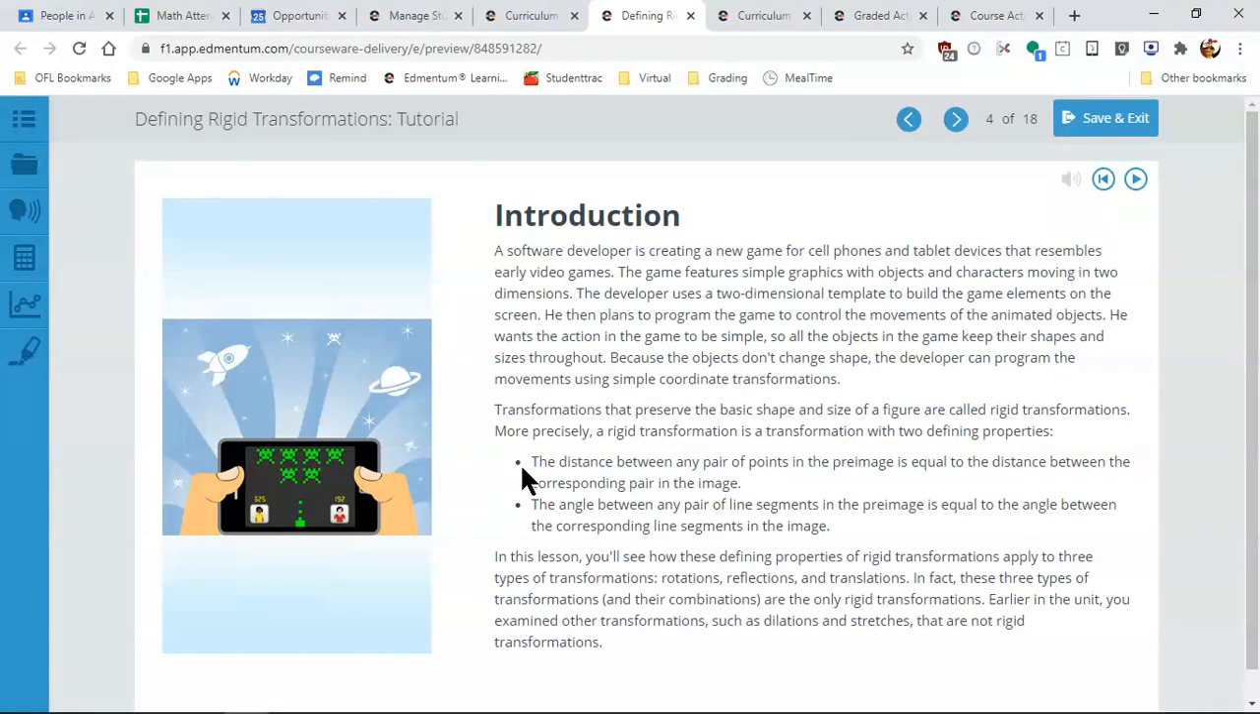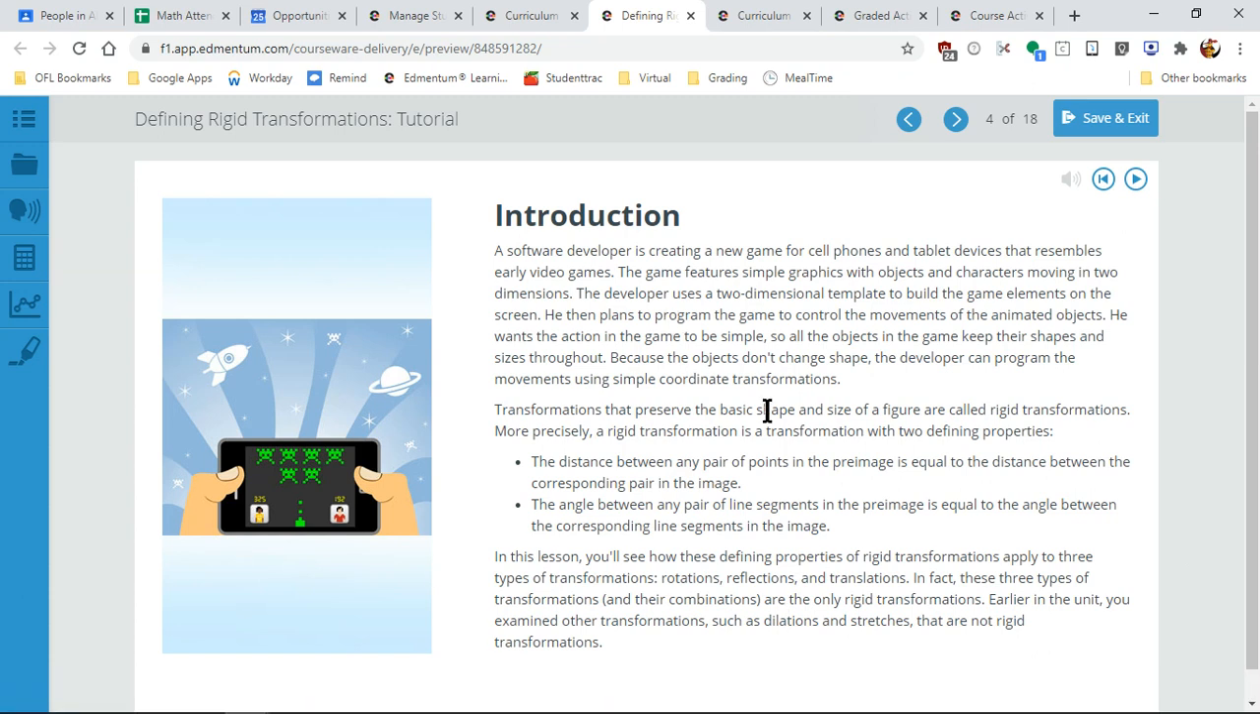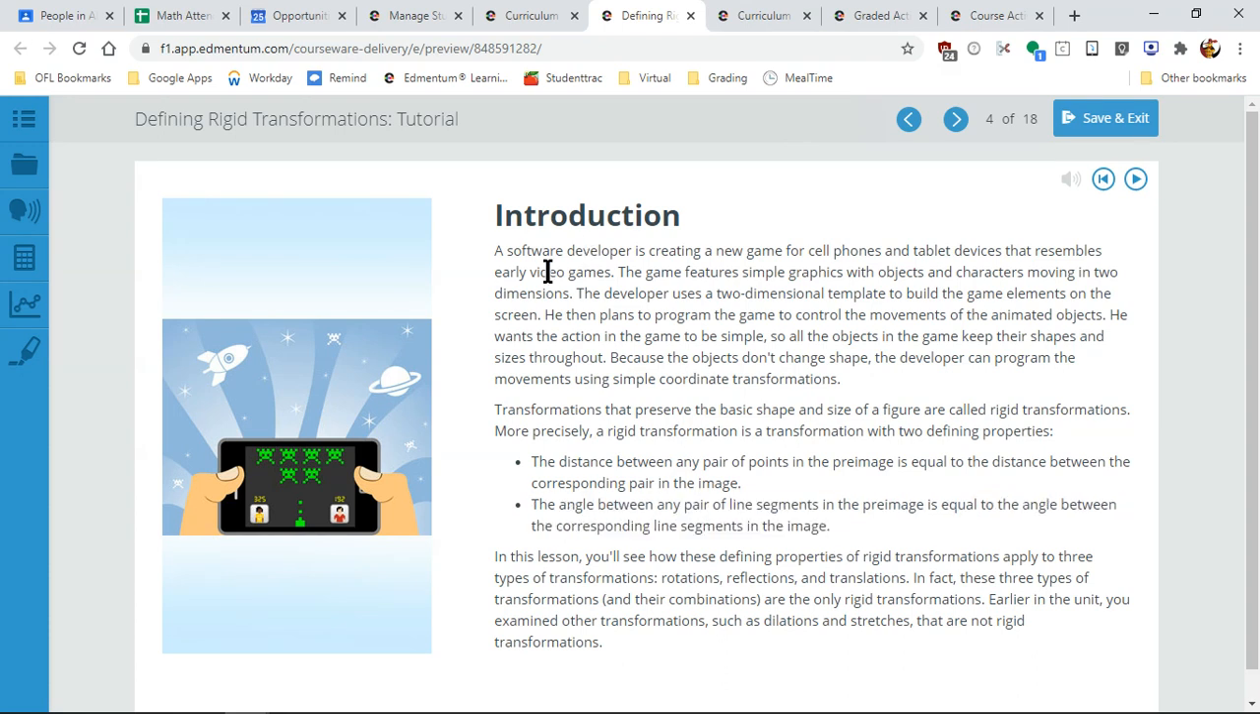So when it comes to transformations, we're specifically talking about rigid motion transformations. So rigid transformations, that's when the distance of any pair of points in the image is equidistant between corresponding image. So basically, all of that is saying that it doesn't change size. It doesn't get bigger, it doesn't get smaller. The size of it doesn't change. The angle between the pair of segments doesn't change.